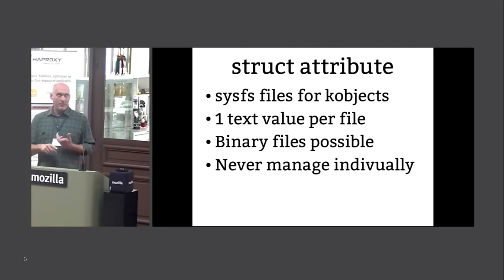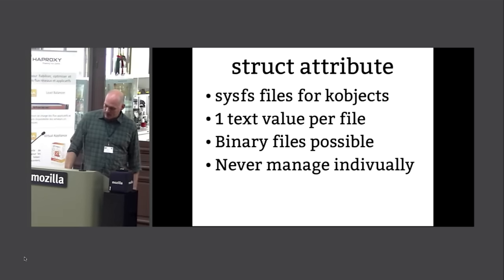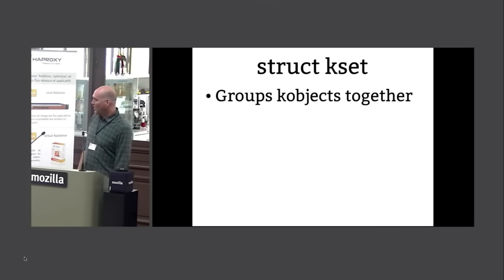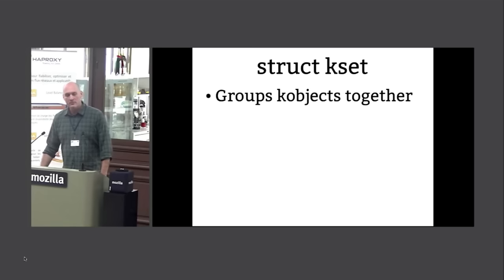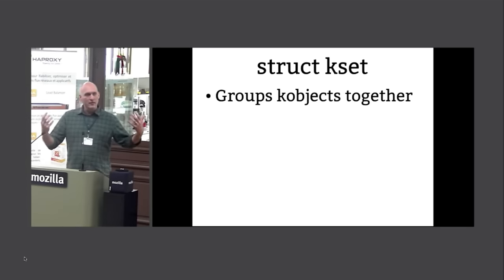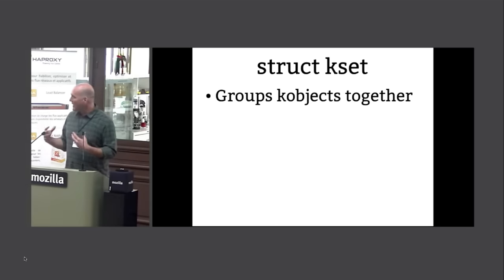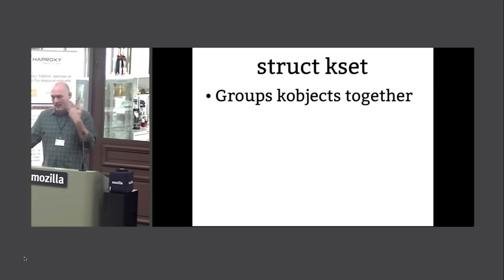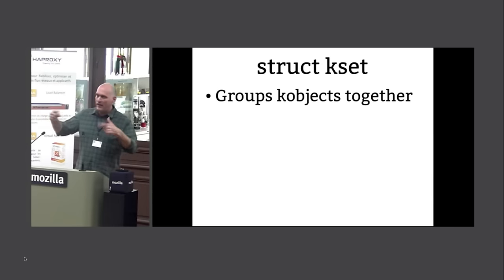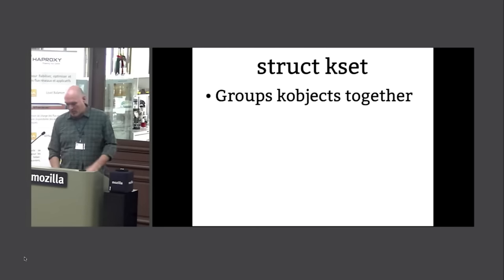Okay, so kref, k-objects. Now how do we tie k-objects together? There's two things we use for that. Something called a k-set. We just group k-objects together. Something like the same type of something. So maybe these are USB devices, or maybe there's some other type of thing. A k-set handles that. It's some structures in there. It links them together. It allows us to iterate over k-objects in a race-free way, and it ties them all together. It works out pretty well.